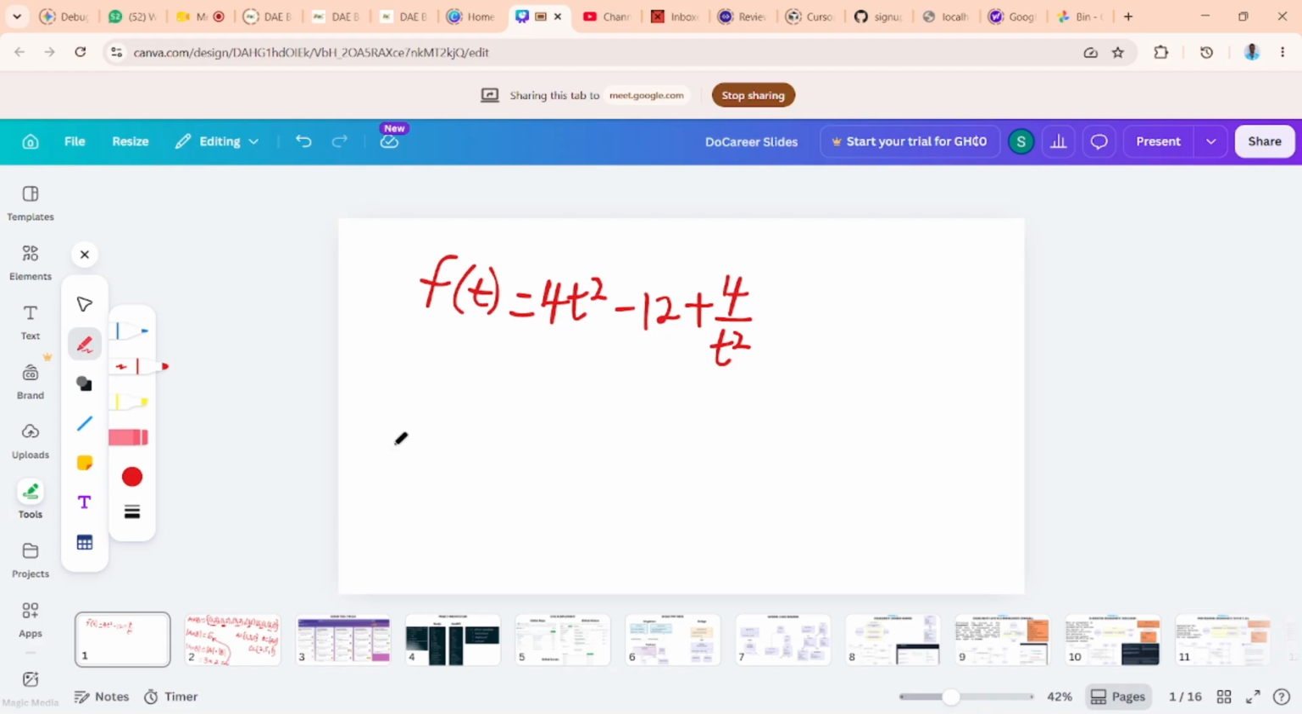I don't know whether I'm correct or not, though. So I have f prime of t equal to 8t minus 8t raised to the power negative 3.